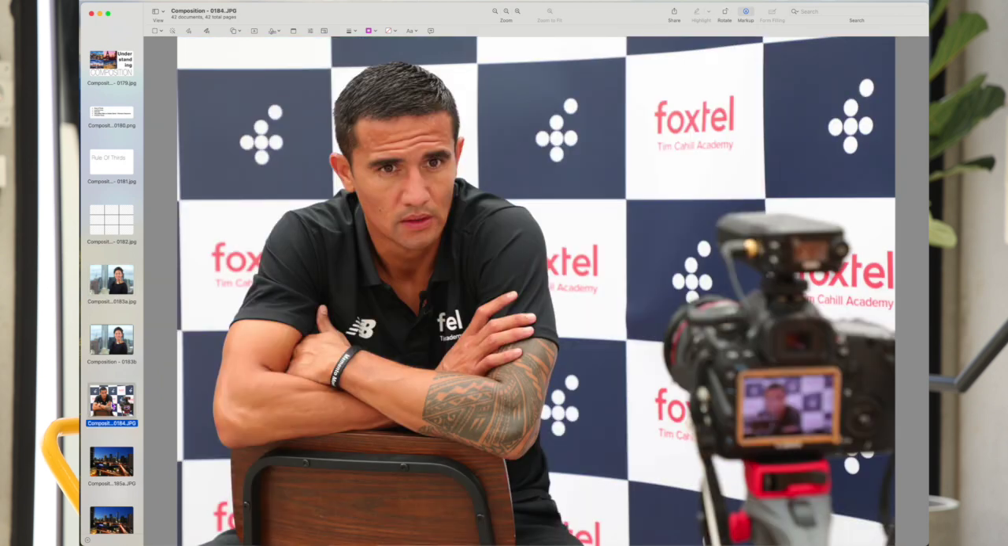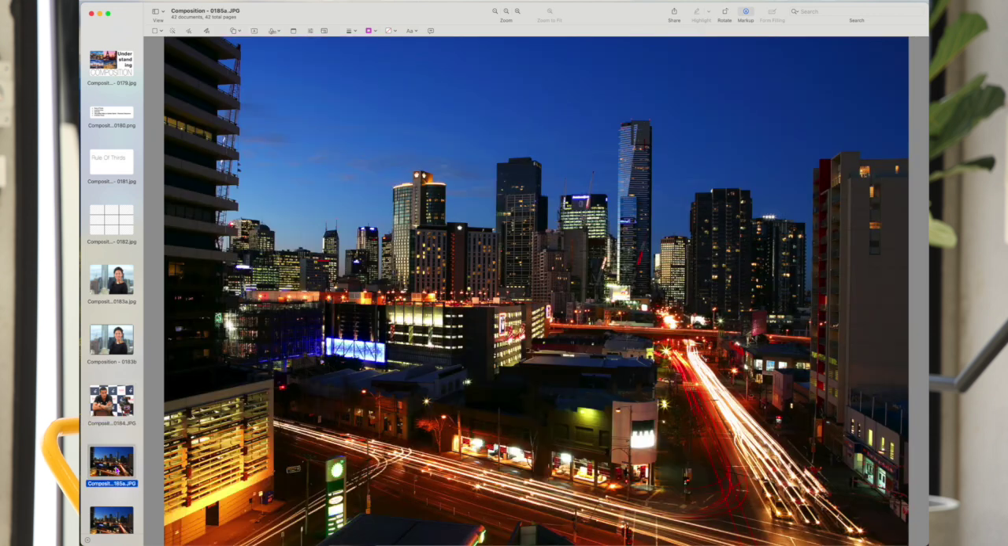Here's another example of it. Tim here is in the left-hand third, and the camera is in the right-hand third. It's balanced. Here's an image of the city I shot a few years ago.